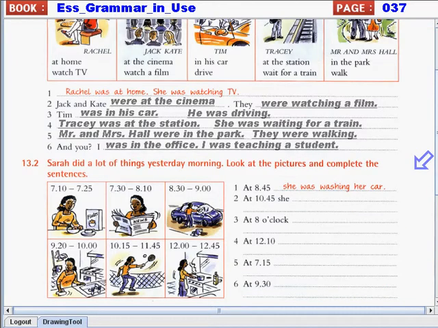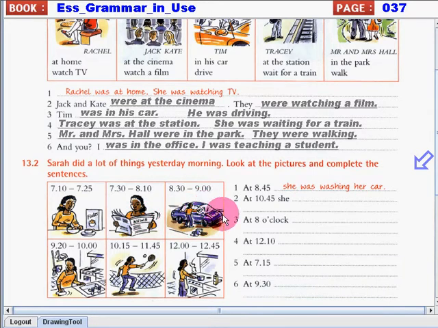Now, let's go on and answer another exercise. Here, we will talk about Sarah. Sarah did a lot of things yesterday morning. Look at the pictures and complete the sentences. Now, let's read the example for number 1. At 8:45. So, we have to look for that picture that has that time. So, here is the picture, 8:30 to 9 o'clock. So, 8:45, that's in between. So, what was she doing at that time? Sarah, or she, was washing her car.